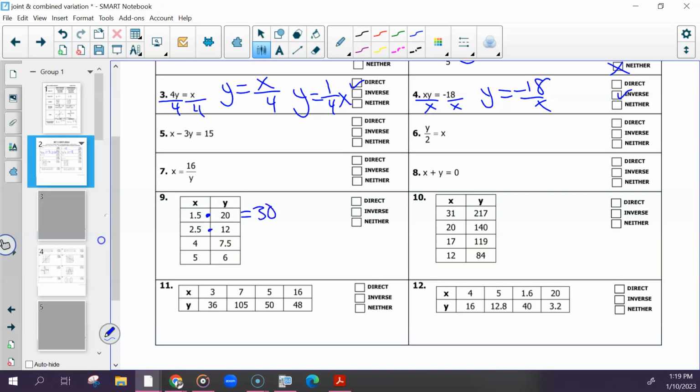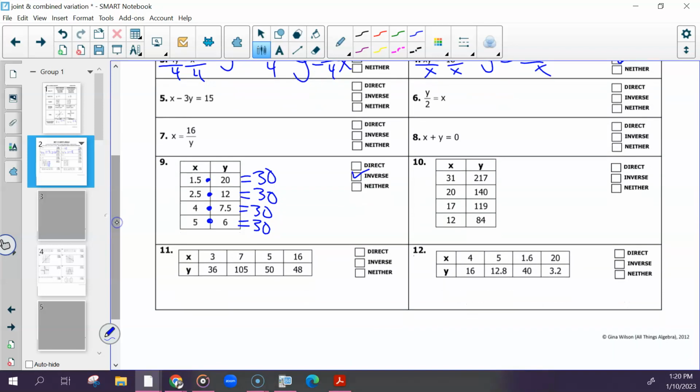30. 2.5 and 12, also 30. 4 and 7.5. Also 30. And then 5 and 6 is 30. So don't assume that it's going to be 30 just because it could change, so make sure you do it for all of them. But because we multiplied for each of these and got the same answer, this is inverse. If you're doing this and let's say the inverse doesn't work, don't automatically assume it's direct. Still check it. It could be neither.